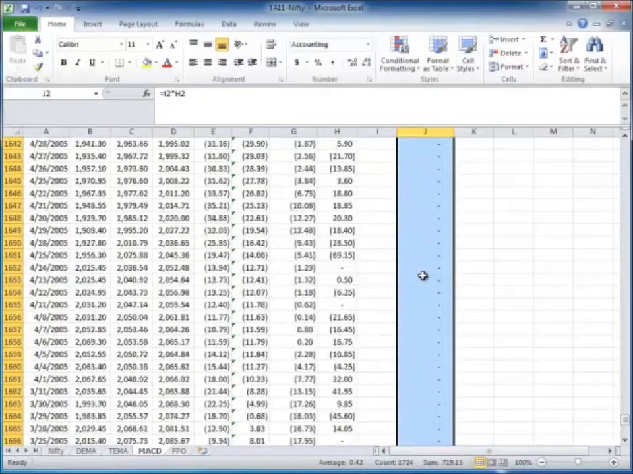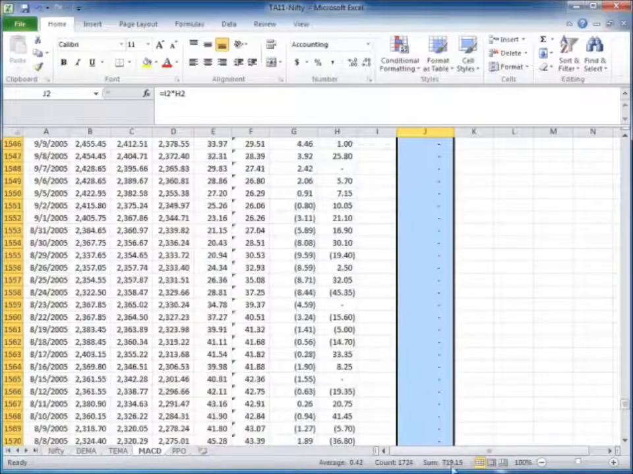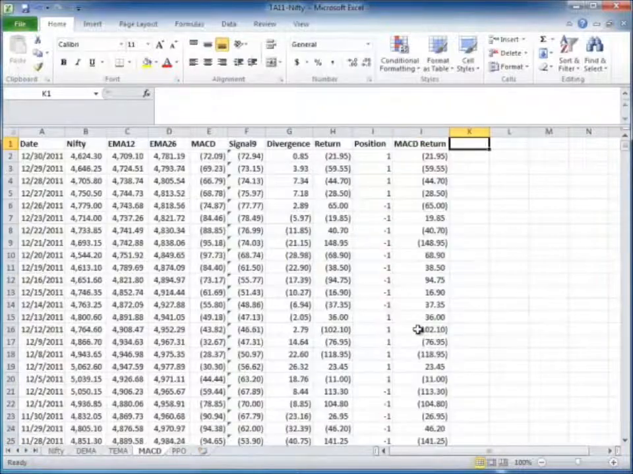So these are all zeros, so it's okay if they're summed. You can look at this sum down here. It's 719. So I have a positive return from following this MACD strategy. 719 is not a very good return. So even though the return is positive, the buy and hold return is a little higher, which we know from the last lecture. But this is just to give you an idea of how the MACD strategy works.